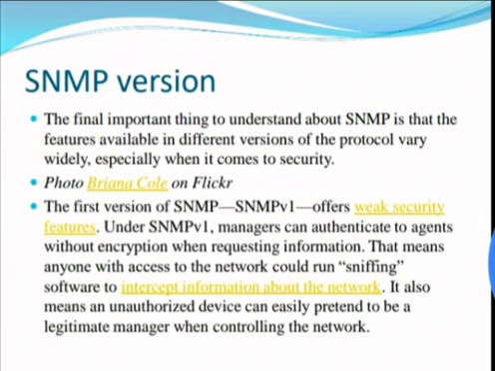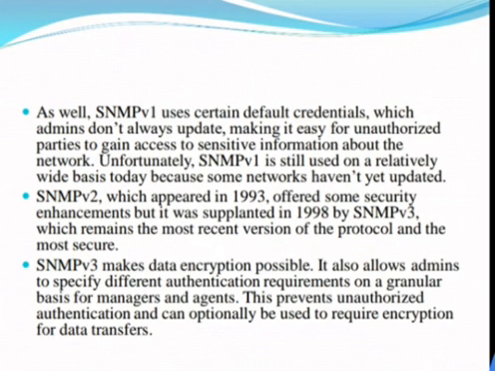SNMP versions. The final important thing to understand about SNMP is that features are available in different versions, as the protocol is very widely specified, especially when it comes to security. The first version, SNMPv1, offers weak security features. Under SNMPv1, a manager can authenticate to an agent without encryption for the requesting information. That means anyone with access to the network could run sniffing software, and an unauthorized device can easily pretend to be a legitimate management device and take control of the network. As well, SNMPv1 comes with certain default credentials which admins don't always update, making it easy for unauthorized parties to gain access to sensitive information about the network.